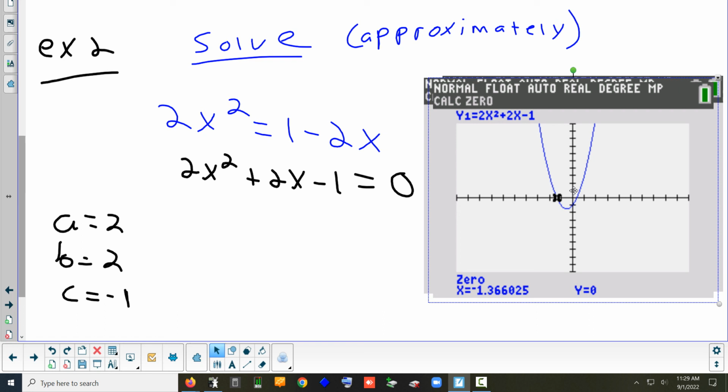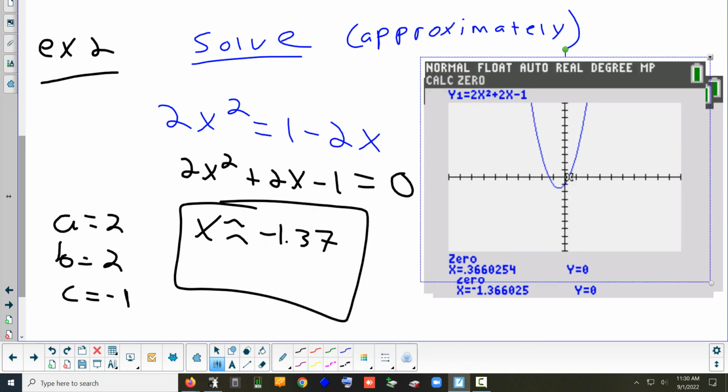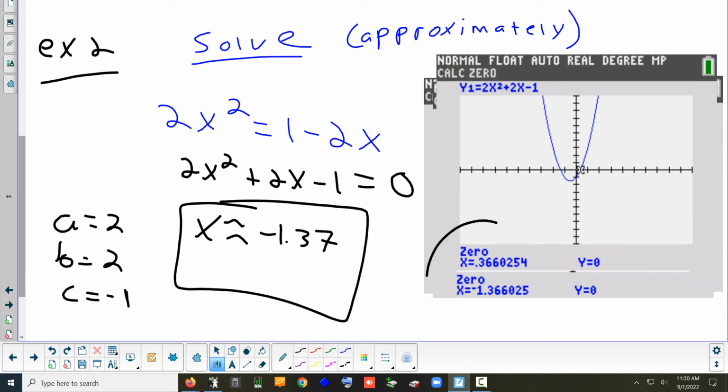And that is one of the zeros. You have to find them one at a time. So negative 1.37. And again, that's approximate. That is not the exact answer. Second calc, 0. Do it again. Left. Right. Do your guess. And there's my other 0. So 0.37 and negative 1.37.